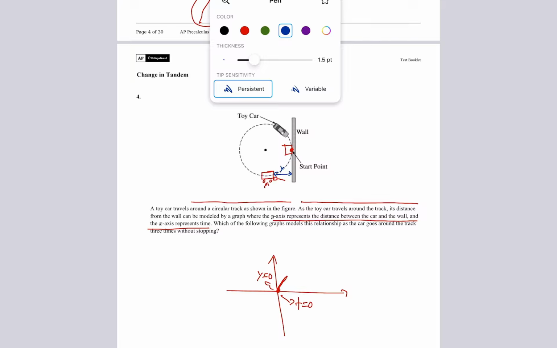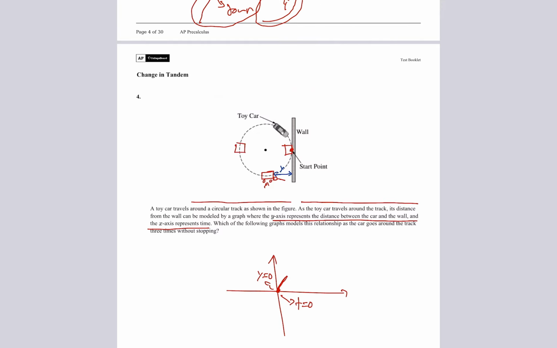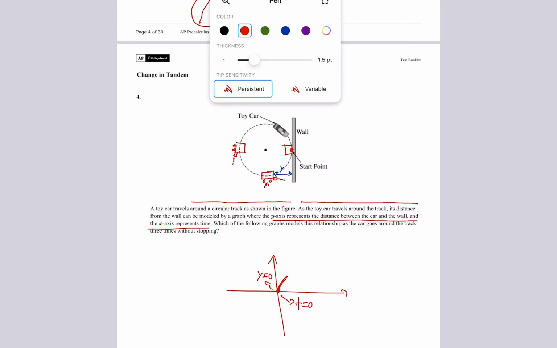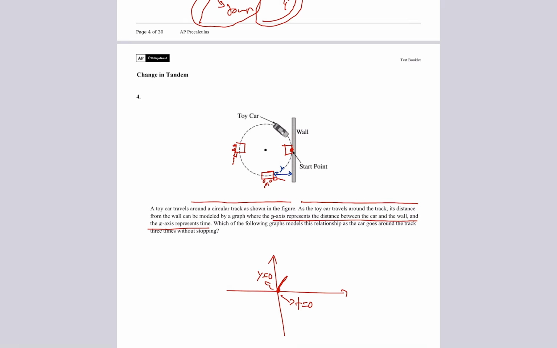Now let's say our car is now at this point. This is our car, this is its engine. Now what's the distance between the wall and the car? It's gonna be this distance, right? And then you have the fourth point and so on and so on. You can do as many points as you want, but that's not what we're doing in this case. What we're trying to do is just figure out the graph and move on to the next question.